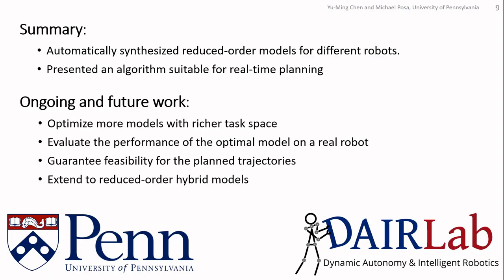In summary, we provided the definition of our reduced order model, and we were able to find the optimal model automatically. We also presented a result for planning in the reduced order model space. As a part of the ongoing work, we're currently expanding the task space and optimizing different models. Later, we also want to evaluate the model performance on the real robot. And in general, there is no guarantee that the planned trajectory is feasible for the robot, so we could try to tackle this problem in the future. Last but not least, we hope that we could extend the model to capture the impact event and the impact dynamics of the robot. Thank you.